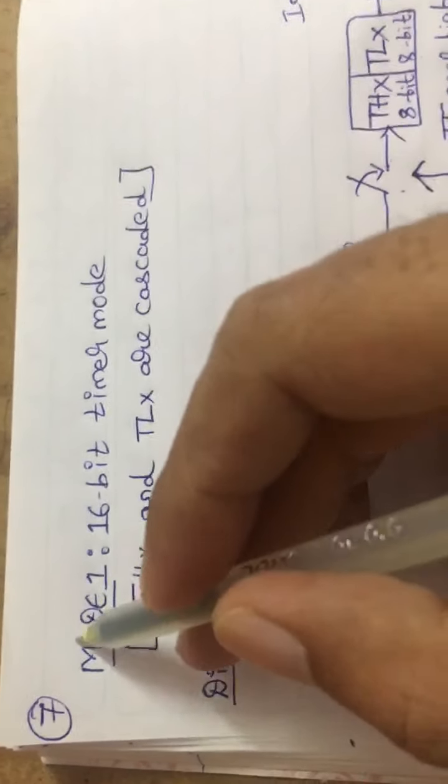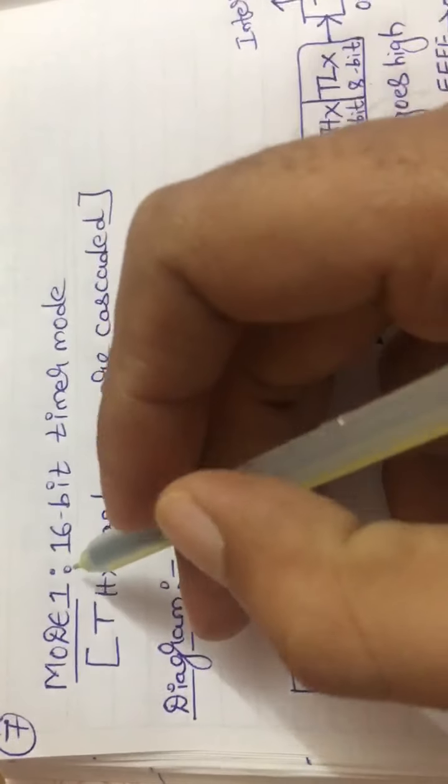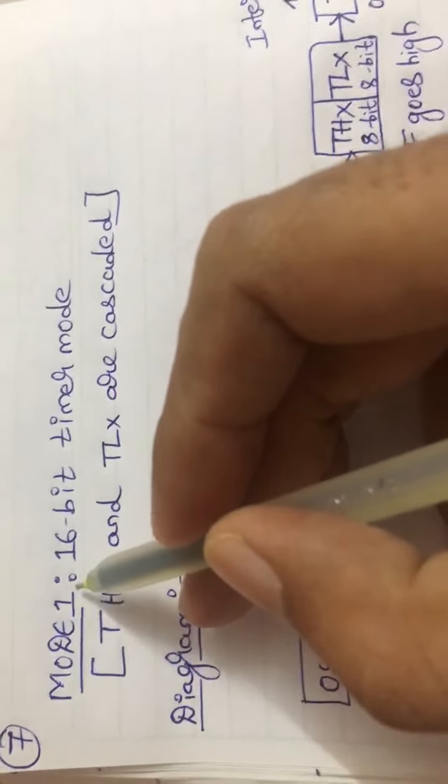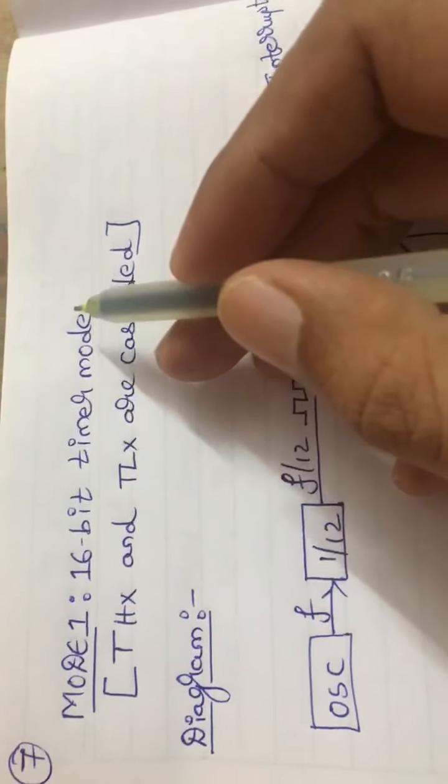So in the 6th lecture we have seen about mode 0 in detail. Now in the 7th lecture we'll see about mode 1. Mode 1 is called by the name 16-bit timer mode.